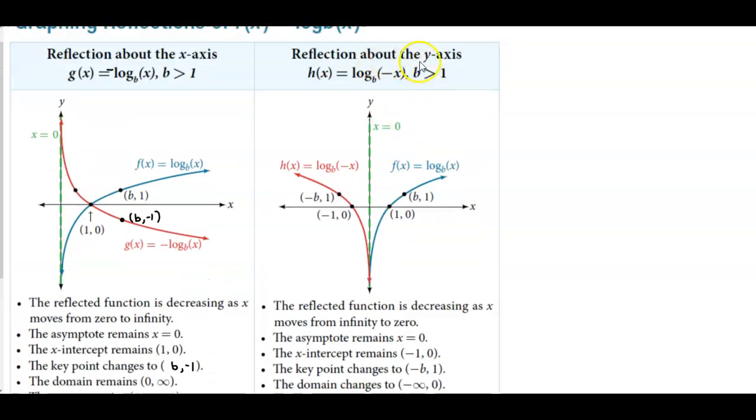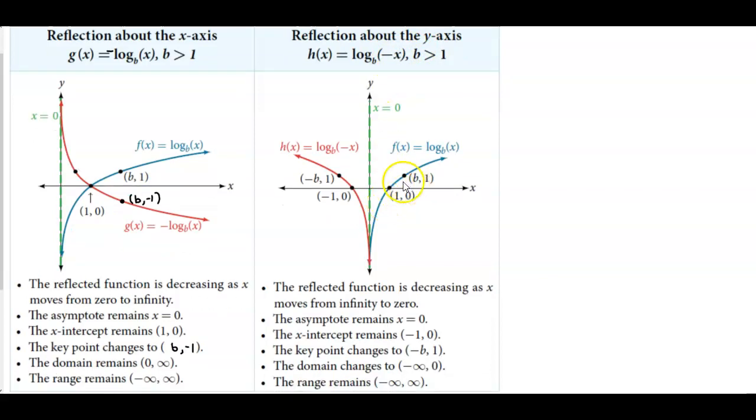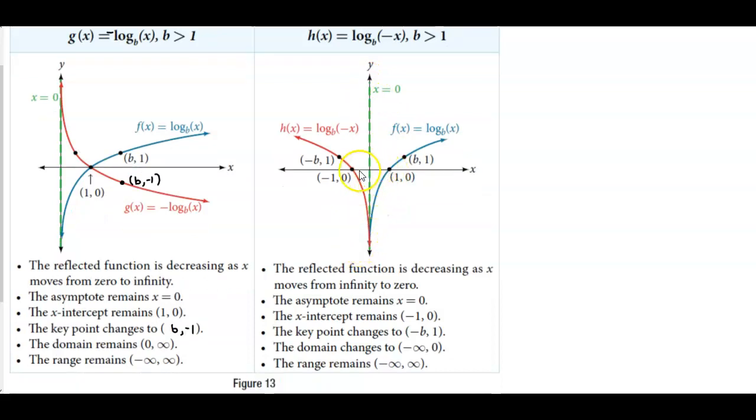Now when we're reflecting about the y-axis, that means we're multiplying the variable x by a negative sign. So that means the axis of symmetry is now the vertical line, the y-axis, which is x equal to 0. So what's going to happen here now is that the signs of the x-coordinates are now opposites. So the reflected function is a decreasing function as x moves from infinity to 0, or in this case it should be negative infinity to 0.